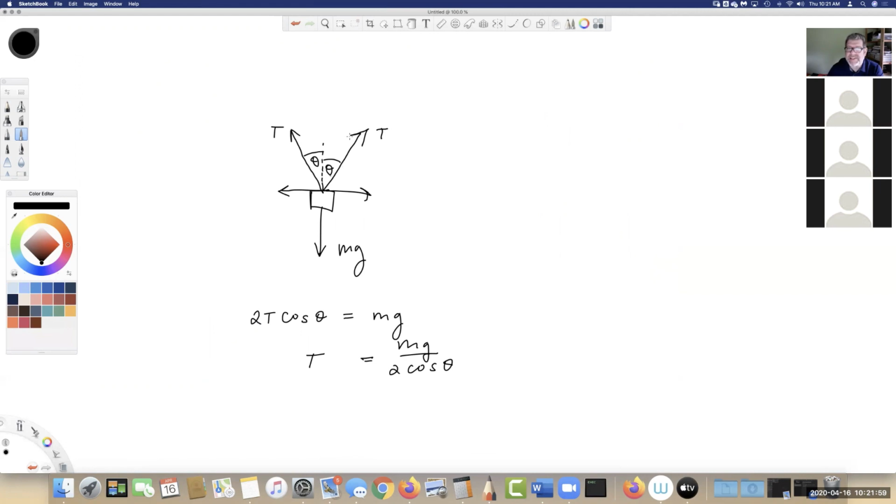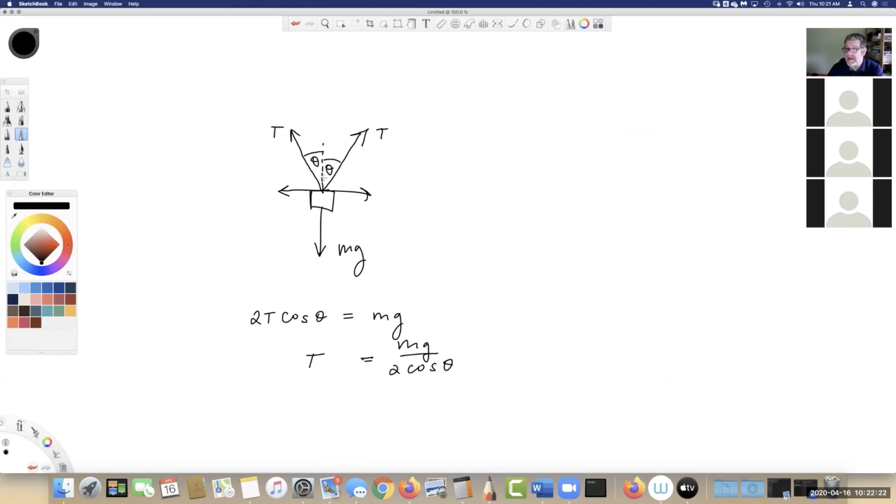But for these tensions here, the reason why I chose cosine is that I wanted the component that pointed upward. The component that points upward is adjacent to the angle, and that's why I chose cosine. Okay? I'm choosing cosine based on the context that I'm looking at. So you can't say, oh, it's always cosine.